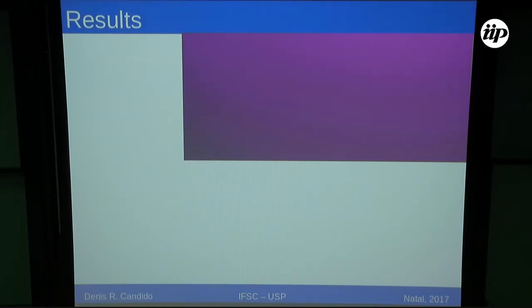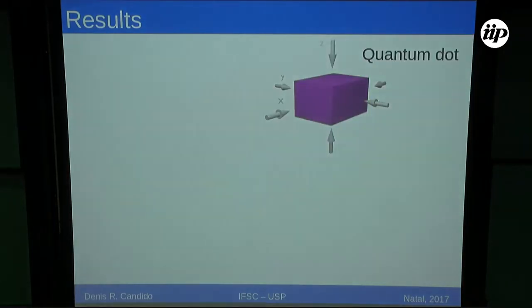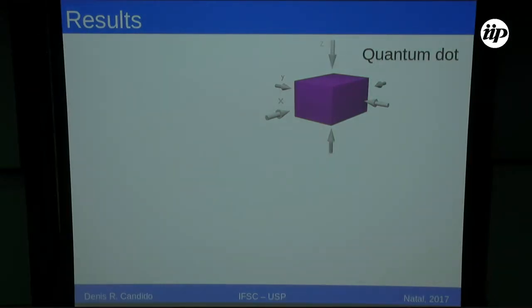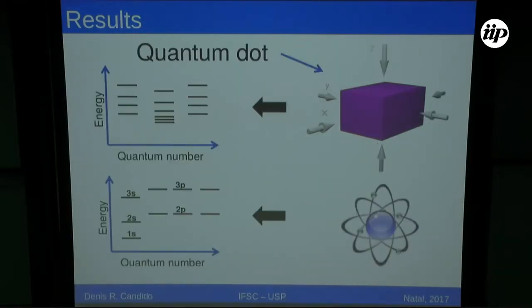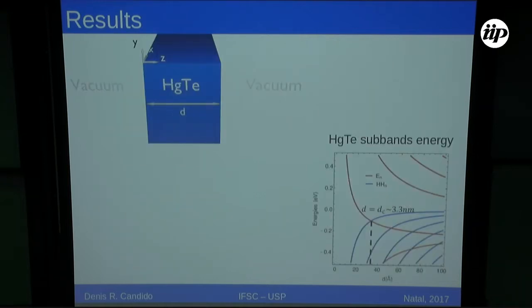So here we choose to work with a quantum dot. That is basically a material which is confined in the X, Y, and Z directions. So quantum dots are like artificial atoms. They have discretized energy levels that are a function of some quantum number. So here I will first show the results for mercury telluride.